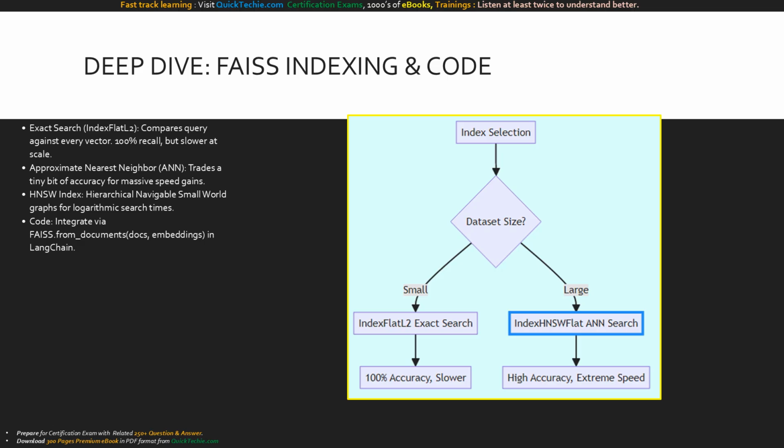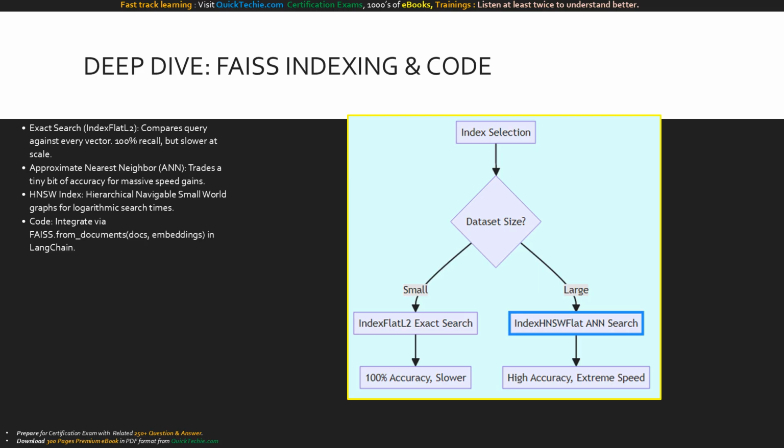This diagram acts as a decision tree for FAISS indexing. It starts with index selection based on dataset size. If your dataset is small, you branch left to IndexFlatL2, which provides exact search resulting in 100% accuracy, but slower speeds as data grows.